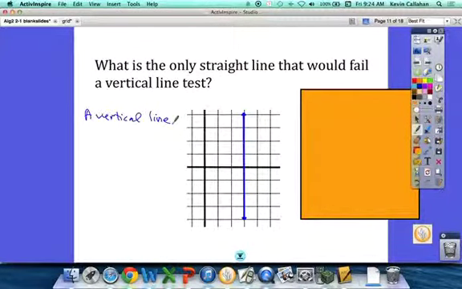What about a horizontal line? Would it pass a vertical line test? Sure, right? A horizontal line is like the constant function I just mentioned. For every x value, you get the same y value. But there's no way to cross it in more than one place with a vertical line. So horizontal is okay. Vertical is not a function.